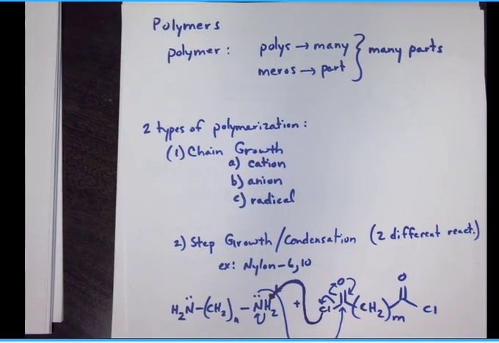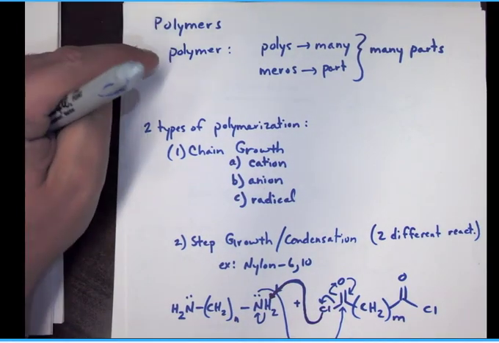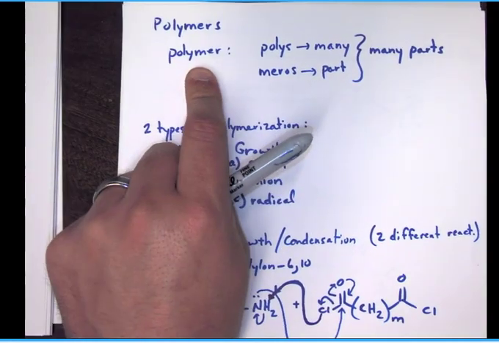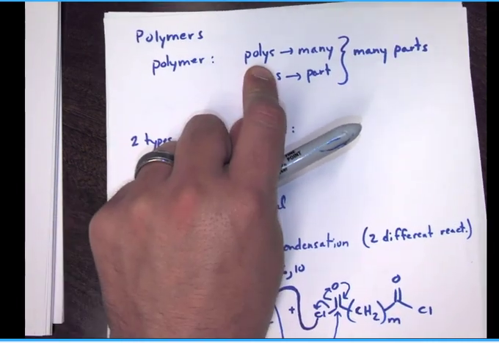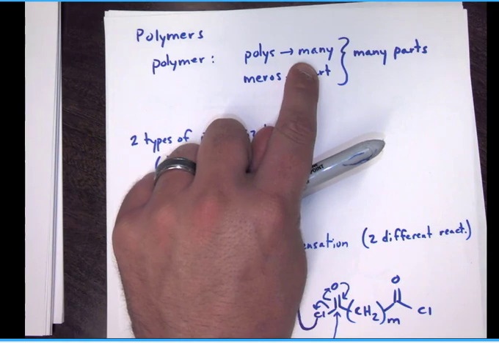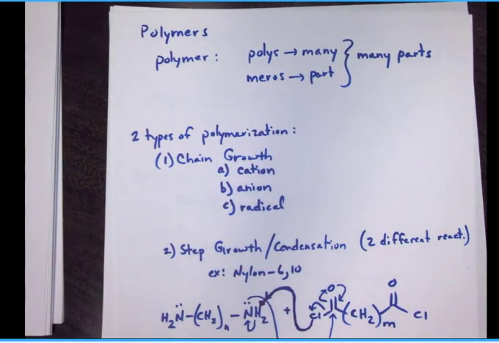Polymers. What is a polymer? Well, if you break apart polymer into its 2 original Greek meanings. Poly from polis means many. Meros means part, so many parts, right? A bunch of monomers come together.